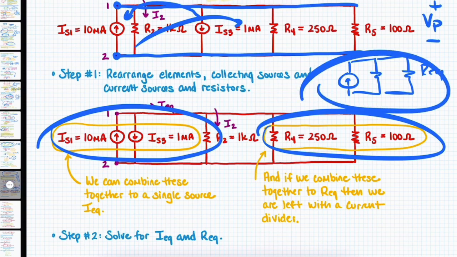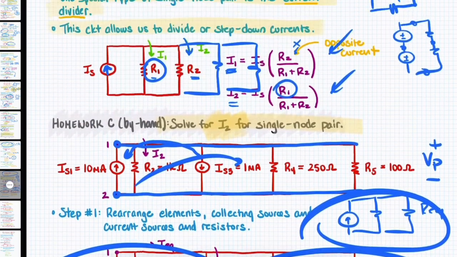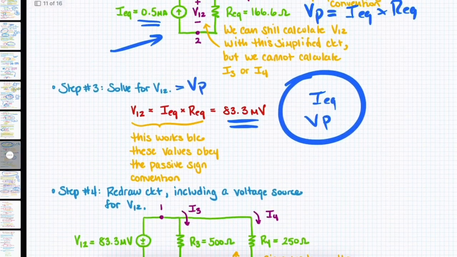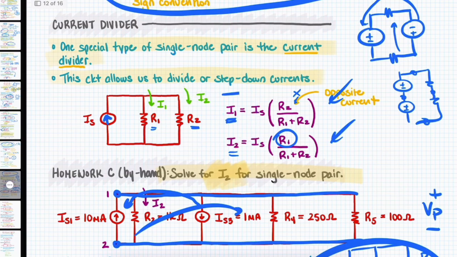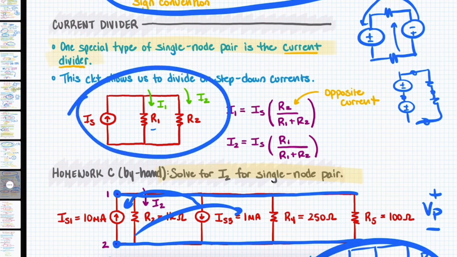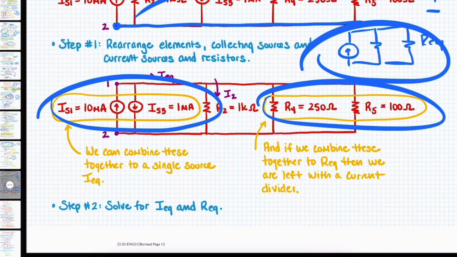This looks like a current divider, right? We saw it up above here, even though I drew on it so much we can't recognize it anymore. But it looks like a current divider. Okay, so before we jump too far ahead, let's complete the simplification.